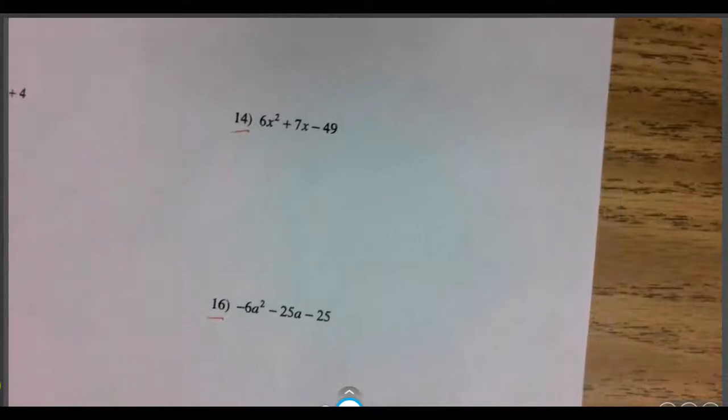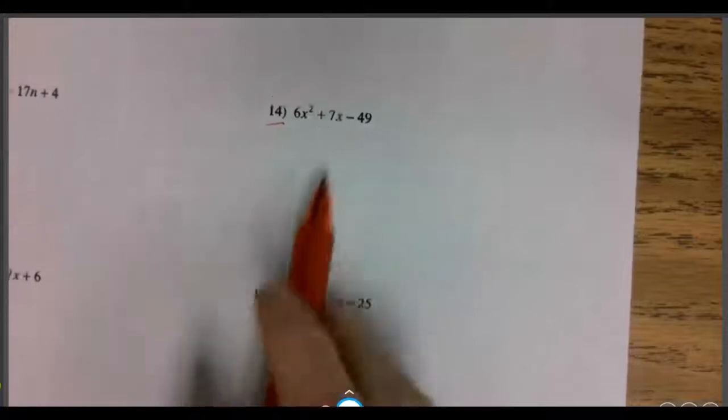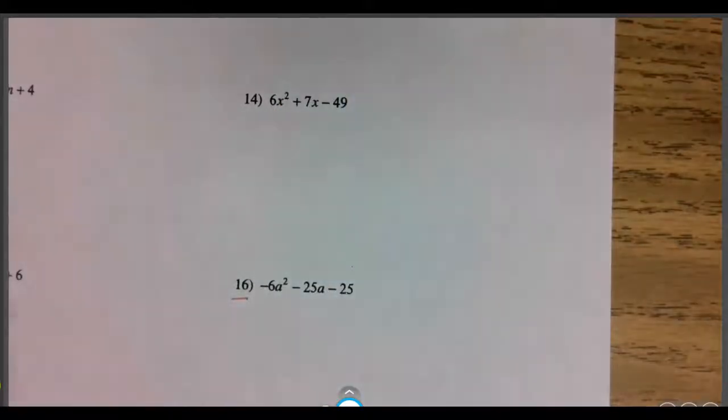Let's go to the big ones on the back. Number 14, the difficult problem. They're not difficult, they're just big numbers, so we just have to learn to deal with them. So here we go, 6 times 49. I have no clue.